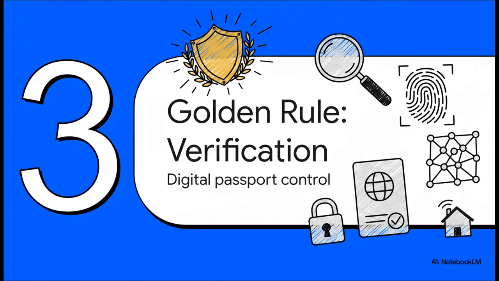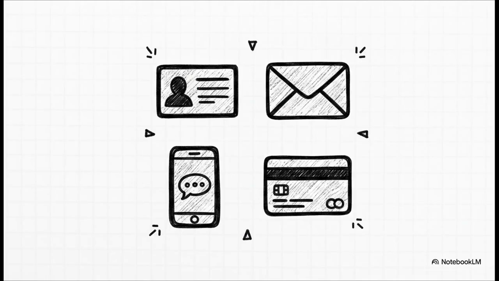All right, Section 3, the golden rule, verification. Before you can do absolutely anything on the platform, whether that's booking a quiet, cozy weekend getaway or listing your spare room to make some extra cash, you have to prove you're a real human being. There are no loopholes here, folks. That means locking in a full legal name, an email address, a confirmed phone number that can actually receive texts or calls, and your payment information.